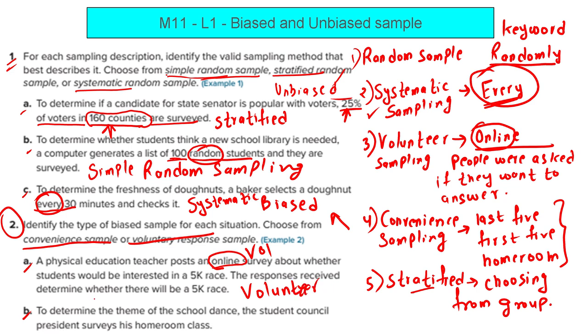Last, to determine the theme of a school dance, the student council president surveys his homeroom class. Now see, if you want to choose the theme of the school dance, you should ask different students from different classes, right? But what did the president do? He only asked the students of his class which type of dance they like. So this is convenience sampling. He was being lazy. He did not go to all the classes and just asked in his class only. So this question is very easy. You just have to remember the keywords that I have given you, and you can read it and answer it in 10 seconds.